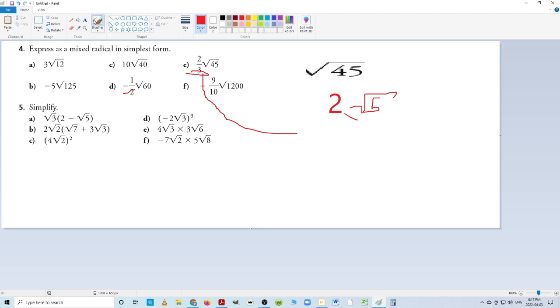And you can always just take the square root of 45, multiply it by 2, divide it by 3. Then you can take the square root of 5 and multiply it by 2 and see if you get the same thing. And you should.